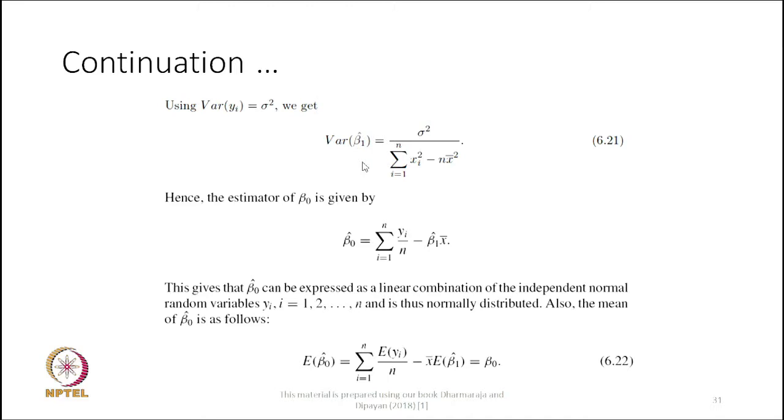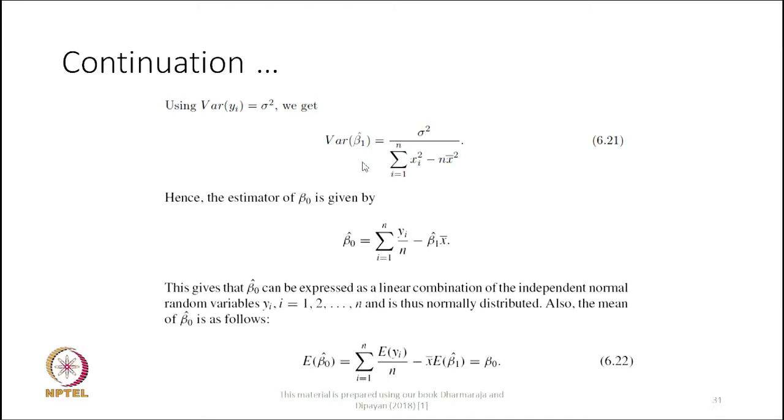Now, we are coming to the expectation of beta naught cap. So, using variance of Yi is equal to sigma square, we get the variance of beta 1 cap, that is equal to sigma square divided by this result, because there is a correction here: instead of alpha square it is sigma square divided by the denominator.